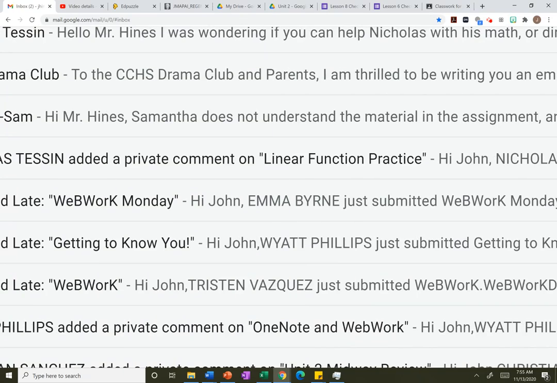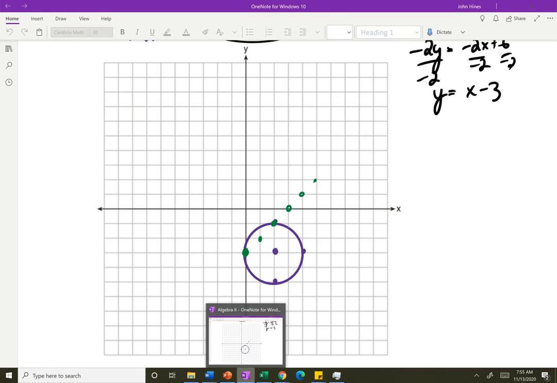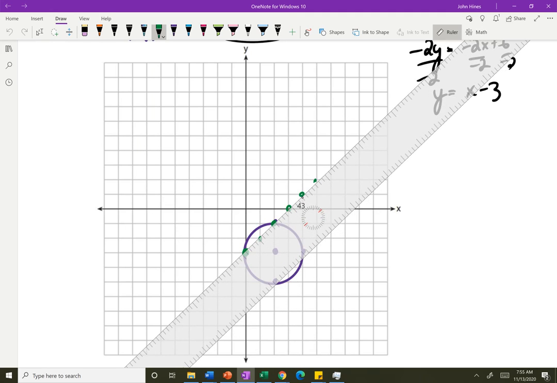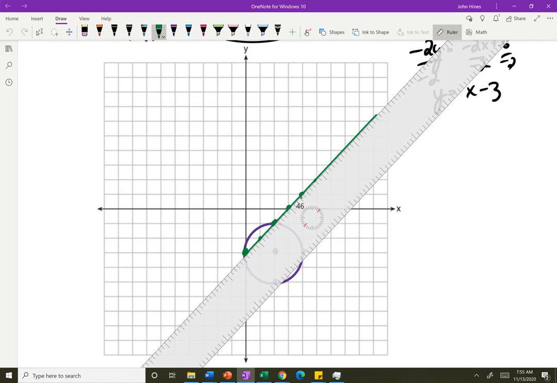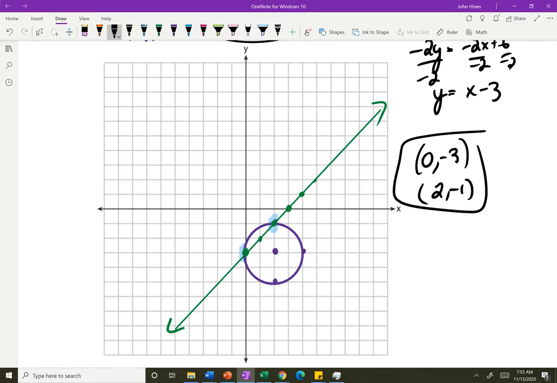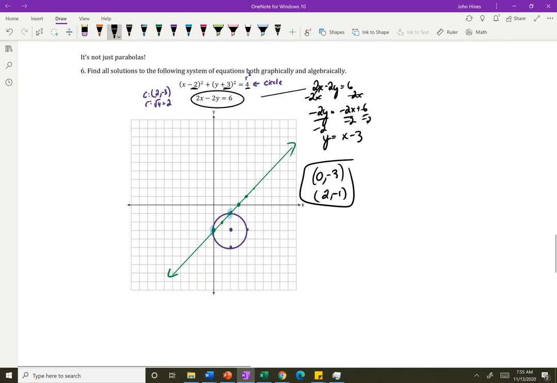Uh-oh, I froze. Redo. There we go. I want my ruler. There it is. So my points of intersection are, here they are. The solution to this system is 0, -3, and 2, -1. Those should be my solutions. So let's solve it algebraically. Let's now solve, I believe that's what it says too, graphically and algebraically.